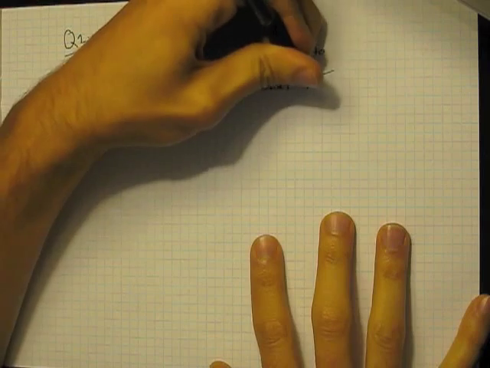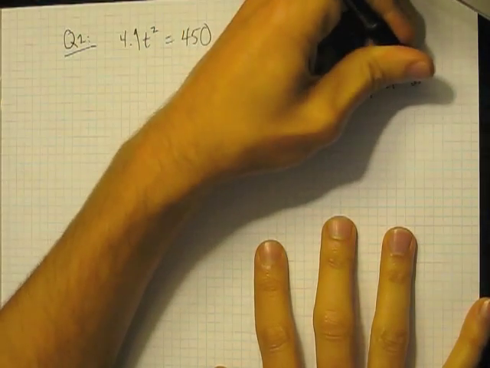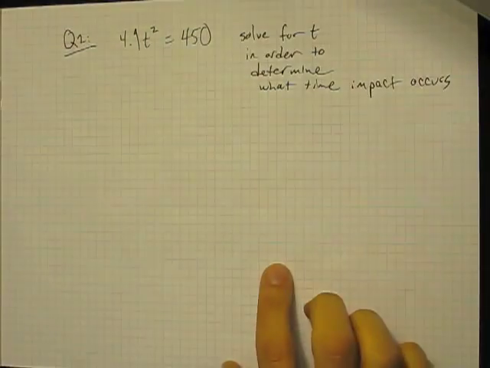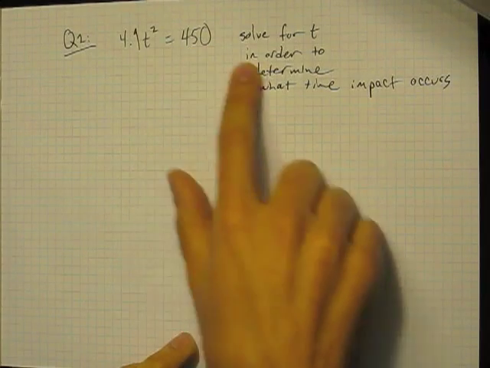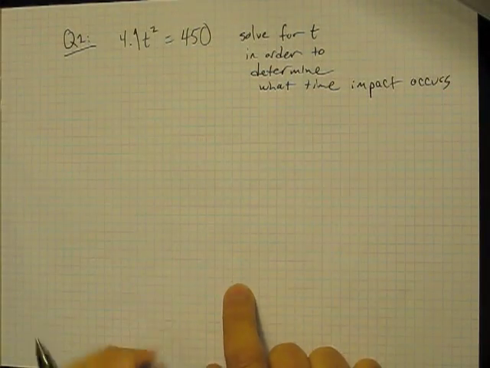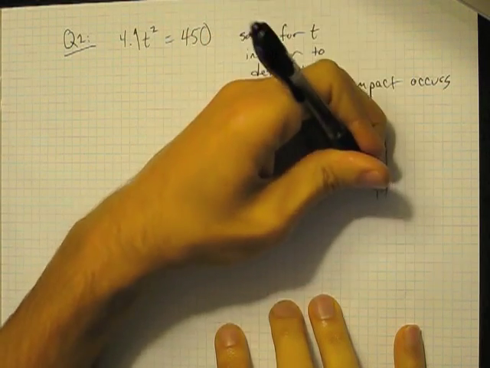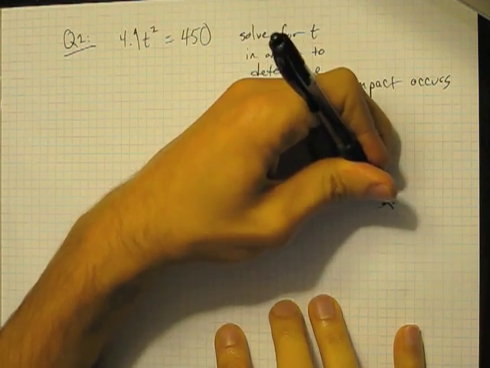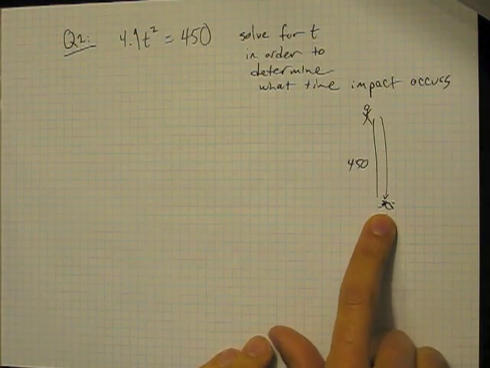So what time does impact occur? We have to solve this equation for t, because that t value that makes this true will tell us exactly when the object hit the ground. Just to keep this in mind, here's the object splattered all over the ground. Here's 450. We just want to know the time that happened.